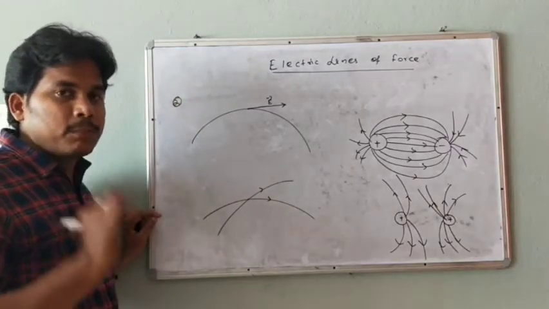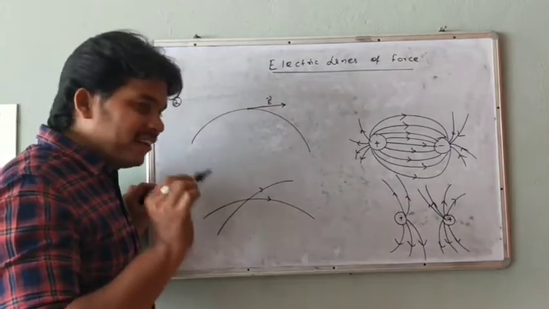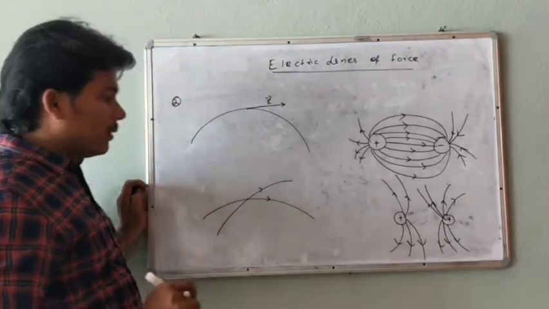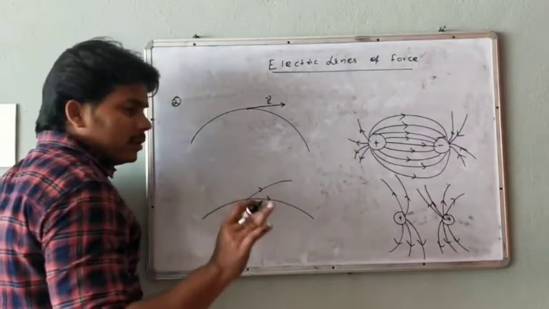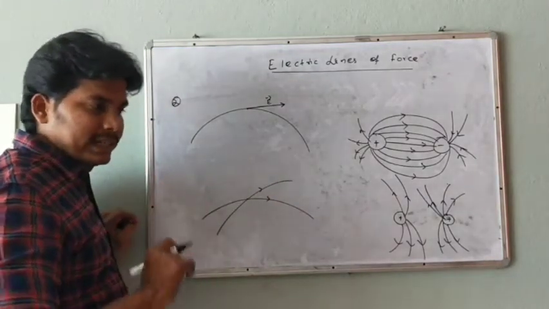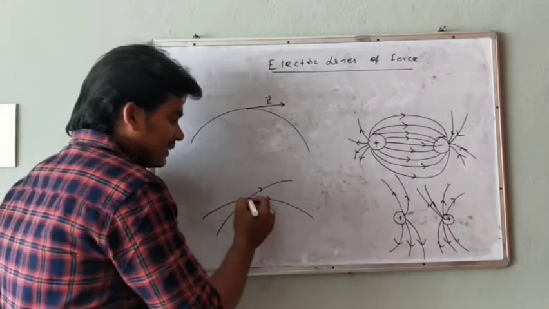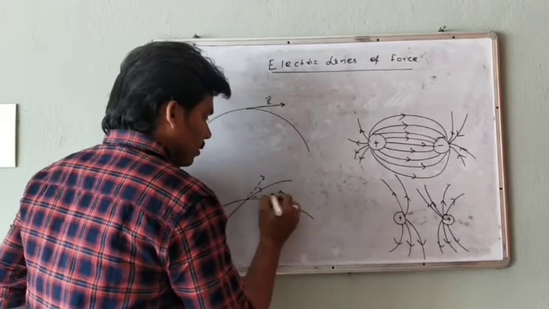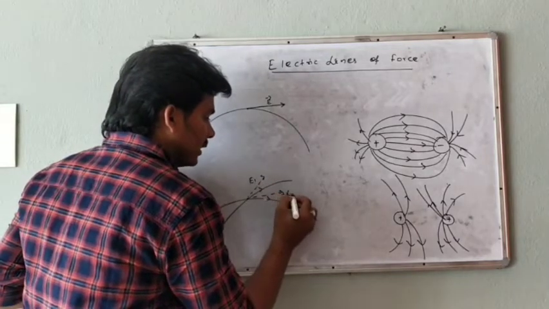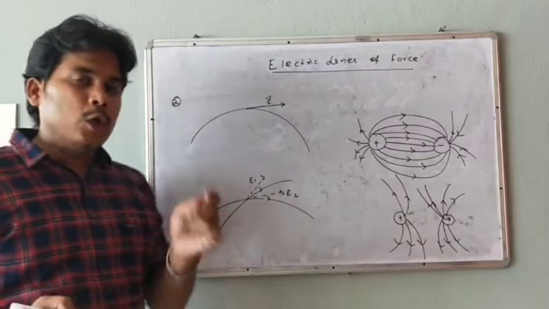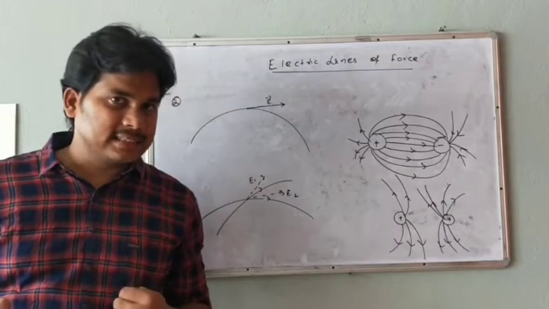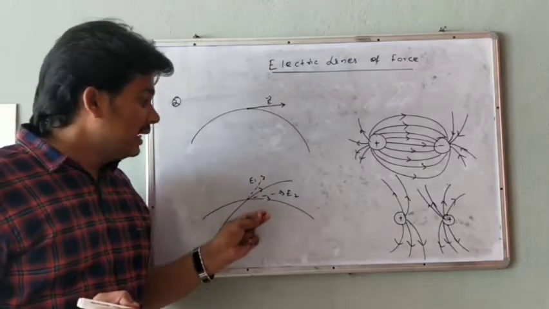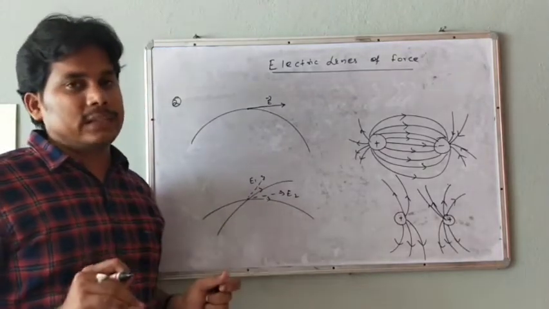Why? The most important question. Two electric lines of force never intersect with each other. Because, let's think these two electric lines of force are intersecting. Then at the same point we can draw two tangents. One will give E1, another will give E2. Means at the same point two electric field intensities will arise. This is impossible. That means the electric lines of force never intersect with each other.